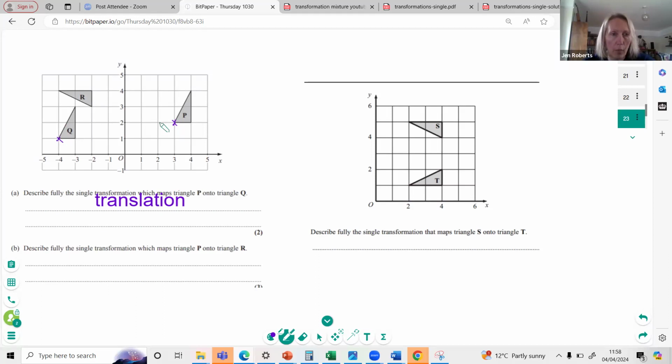So P to Q, we've gone 1, 2, 3, 4, 5, 6, 7 left. So we need -7 at the top. And then we've got 1 down, so -1 at the bottom.